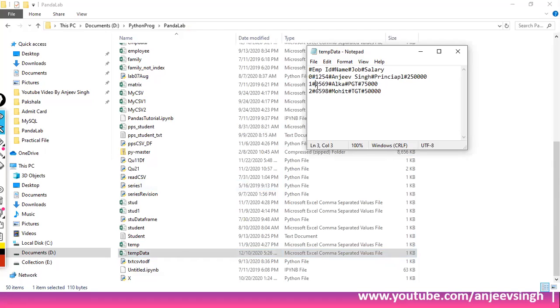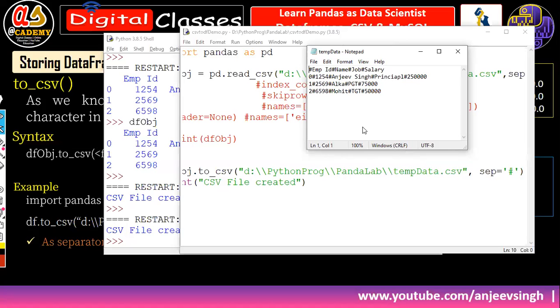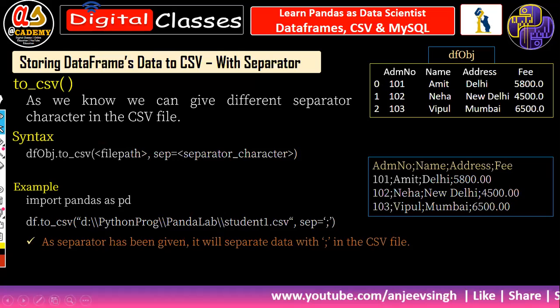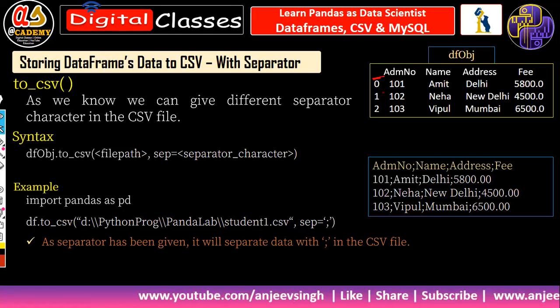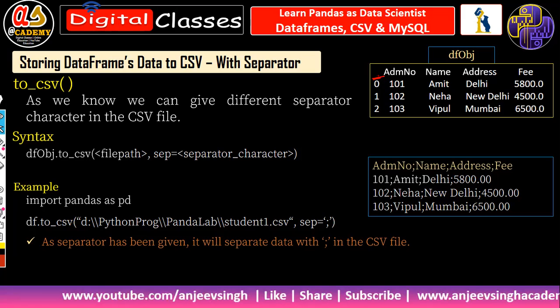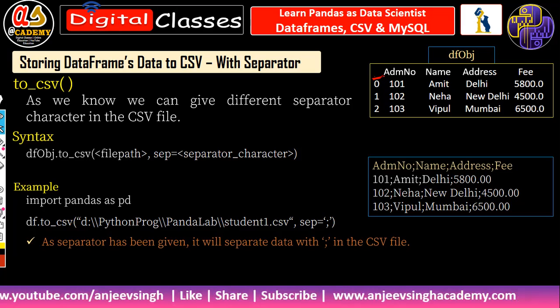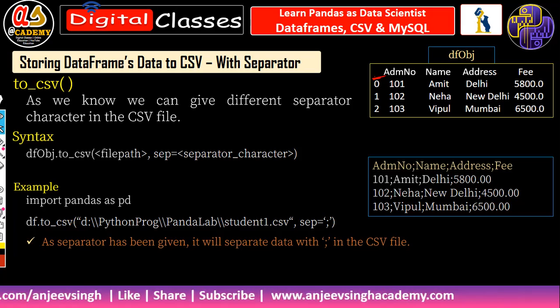Okay, there is one thing you can observe. This hash symbol is coming before the name of the column. Why did it happen? Due to the structure of the data frame. Because in a data frame the information is stored with a gap. There is a gap here, so it's assumed that this is a space, so it is a separator.